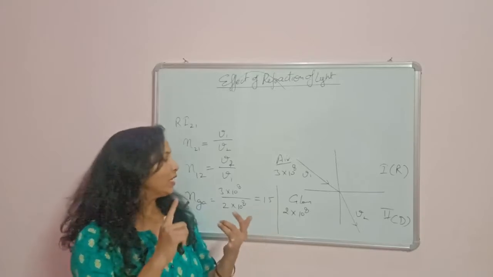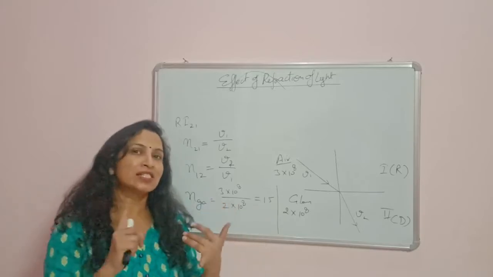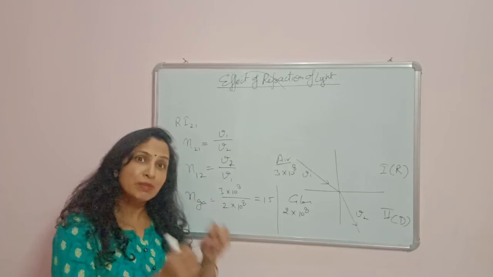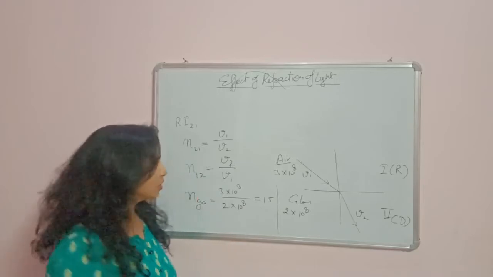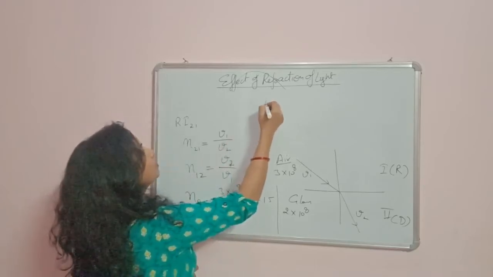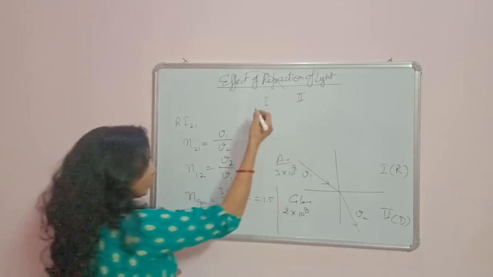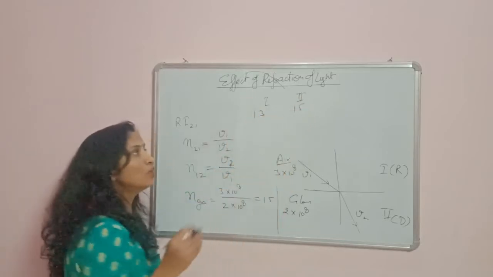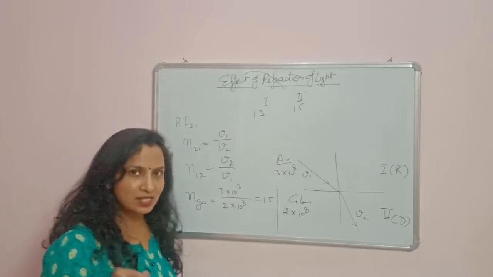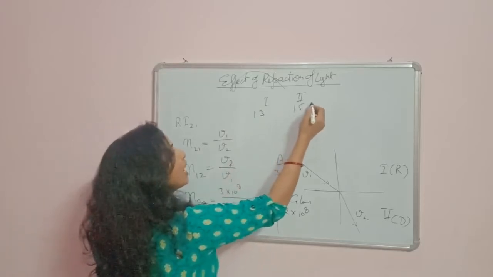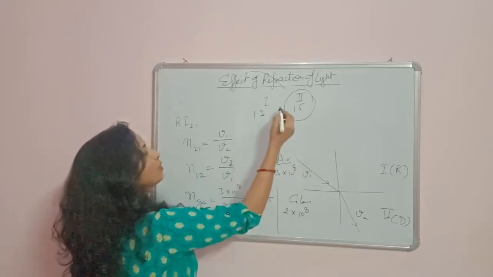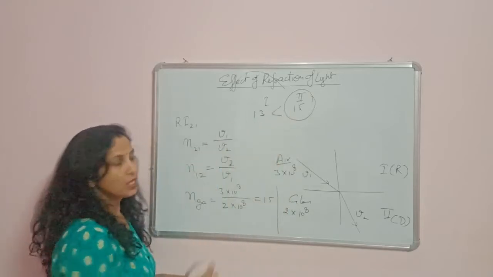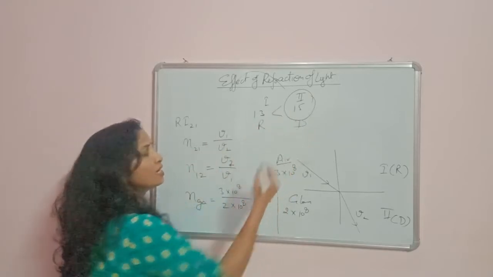It means the greater the refractive index, the denser the medium. Suppose there are two media, this is medium 1 and this is medium 2. The refractive index of this medium is 1.3 and this one is 1.5. So you can say which medium is denser. The medium which has the higher refractive index will be denser as compared to this one. So you can say this is a rare medium, this is a denser medium.